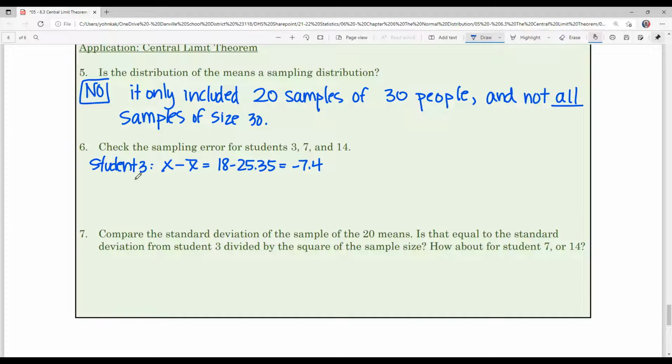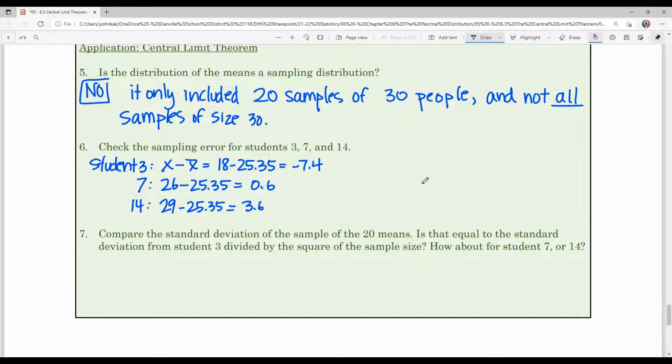So that means that student 3's average from their 30 students was below the sample mean for all the samples. If we look at student number 7, student number 7 had a sampling mean of 26. So I can do 26 minus 25.35. That's going to give me a sampling error of 0.6. So that one's fairly close. If I look at student 14, they had a sampling mean of 29 minus 25.35. That's going to give me a sampling error of 3.6.